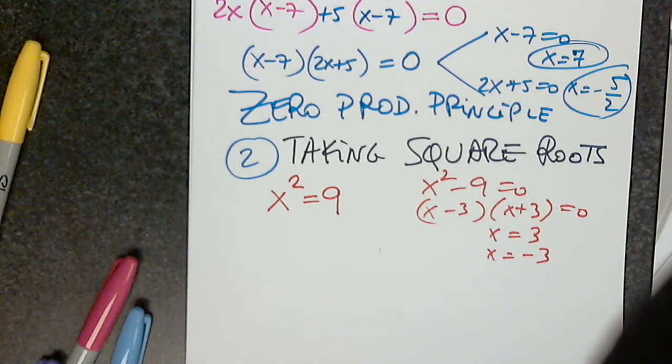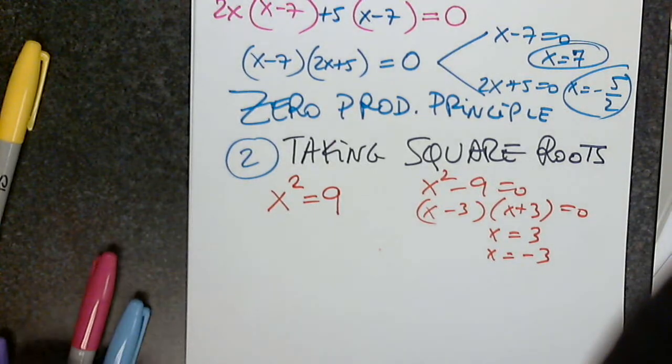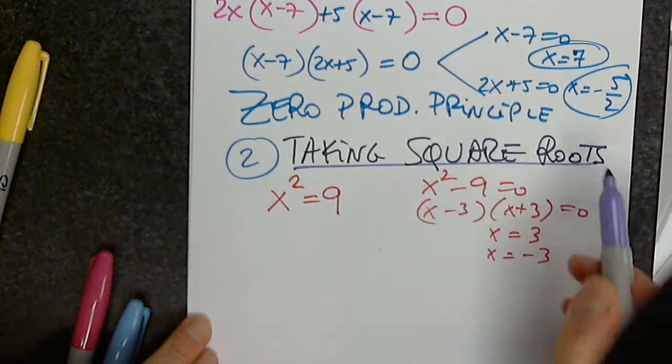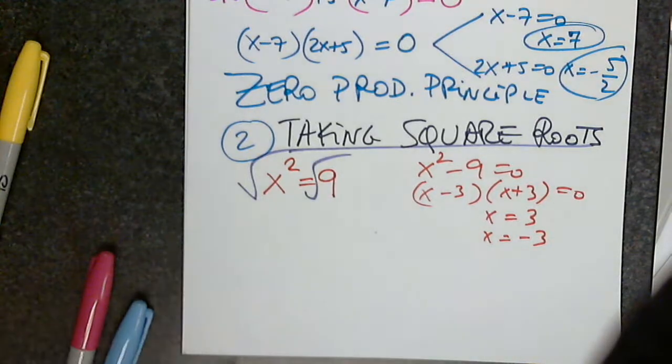No big deal, right? Let's say we are not going to factor. How do I get the same solutions? Here's another way, which is taking square roots.